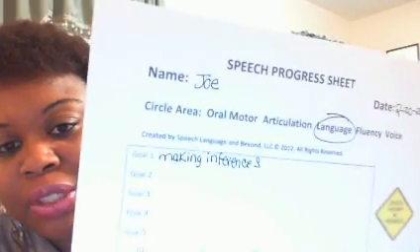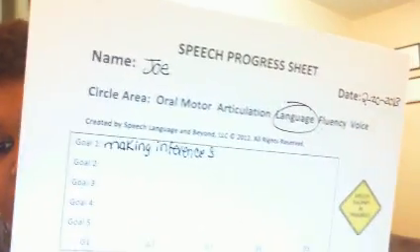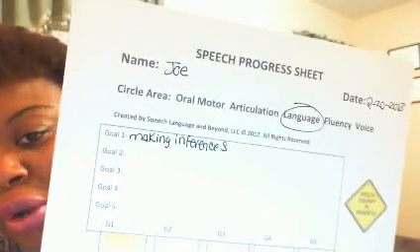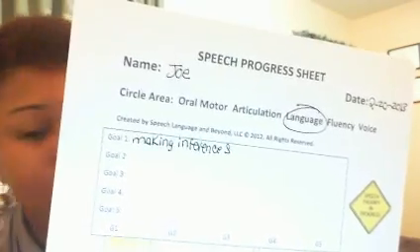And just to give you an example of what that would look like, you see the person's name here is Joe. It has the dates. They're working on language. They were working on making inferences, and they scored a yellow. Okay, and I simply did that by using colored pencils or crayons or whatever was in that color.